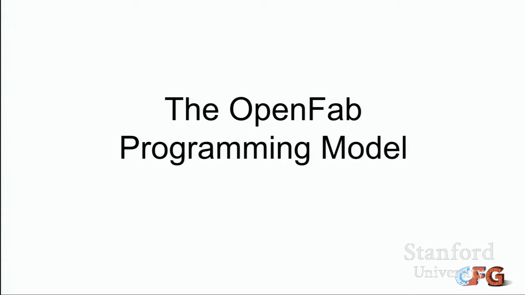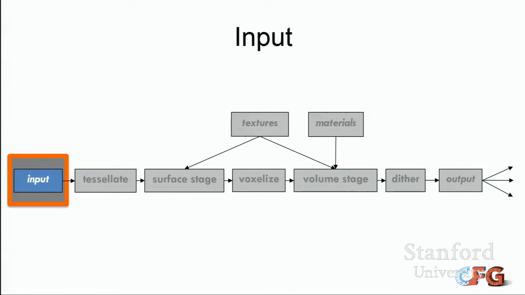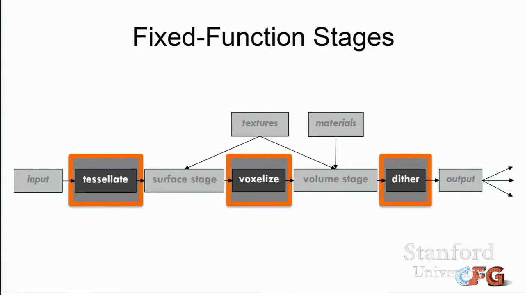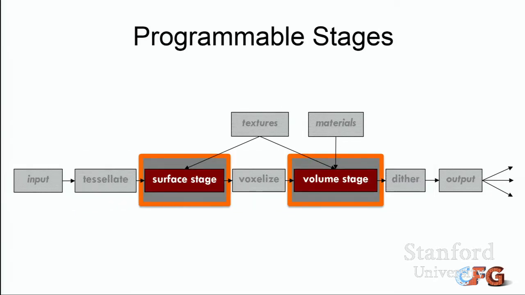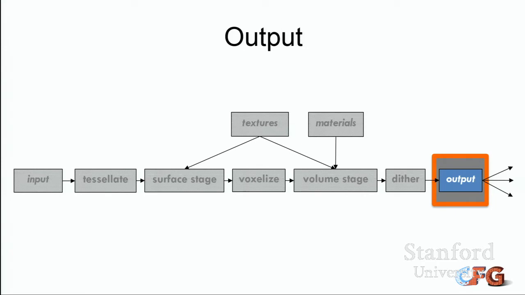So let's first talk about the programming model for this architecture. Similar to the rendering pipelines, it has the following stages. Of course you specify the input. You have a number of fixed function stages. You have two programmable stages. These programmable stages can access different resources. And finally, you also generate the output in the form of a multi-material 3D print.